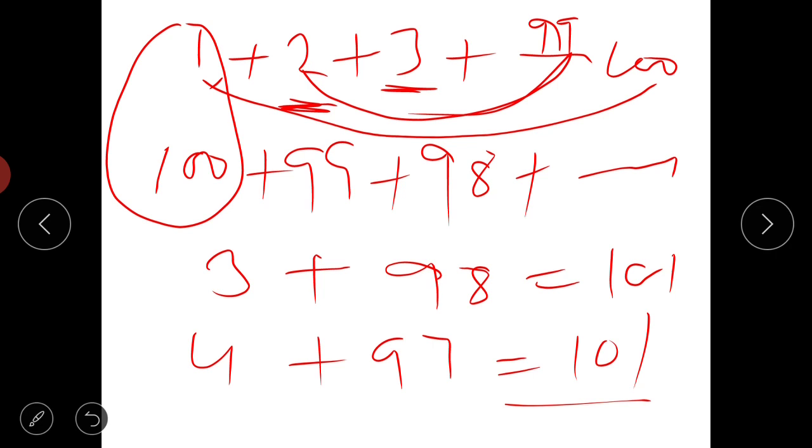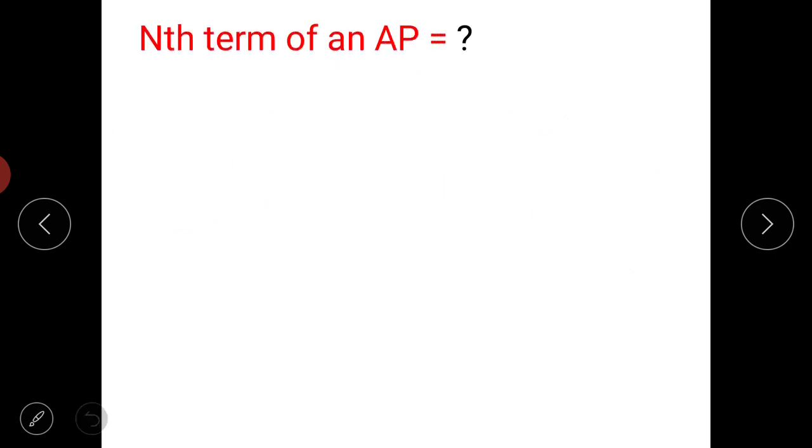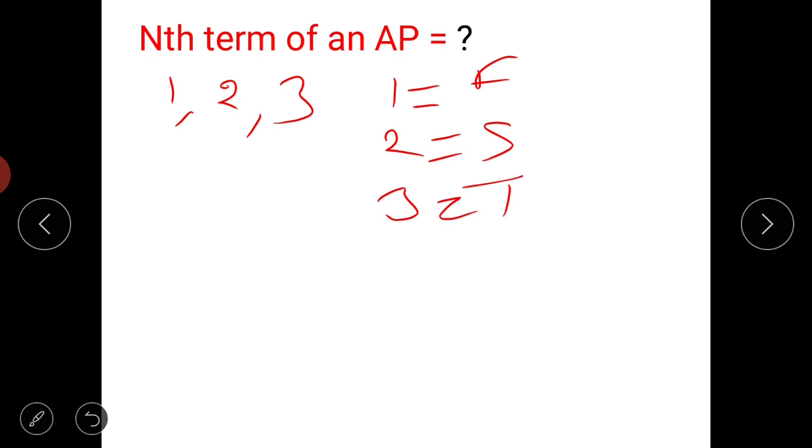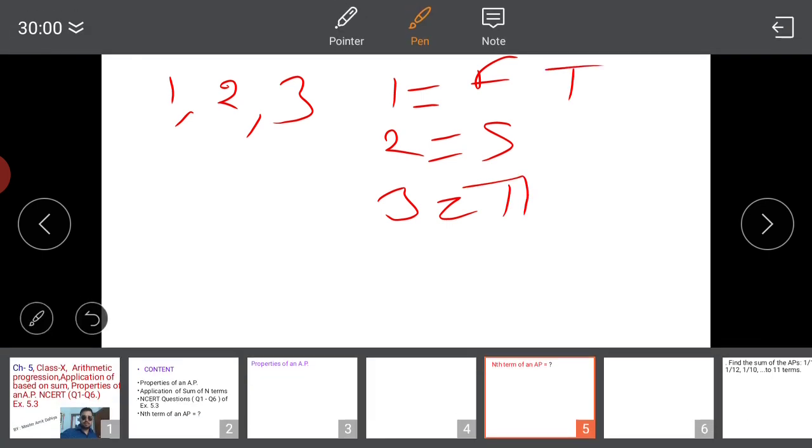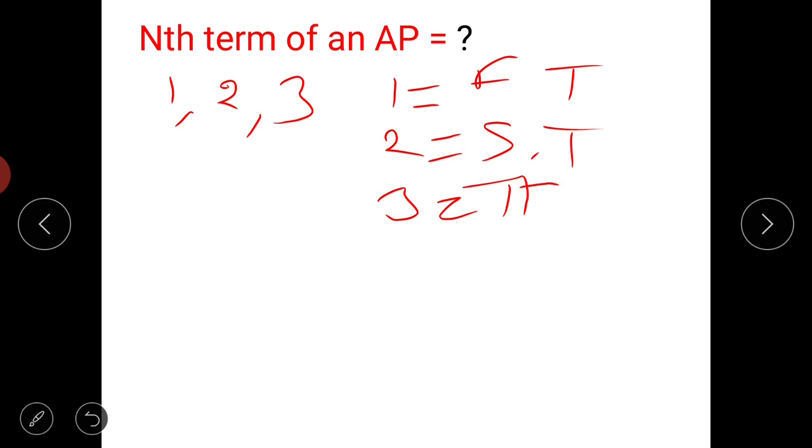Yes or no? Yes. So next, the nth term of an AP. To understand this, first I would like to share one example. Suppose we have an AP 1, 2, 3. The 1 is the first term, 2 is the second term, and 3 is the third term. Got it or not? Yes. The first term, second term and the third term.